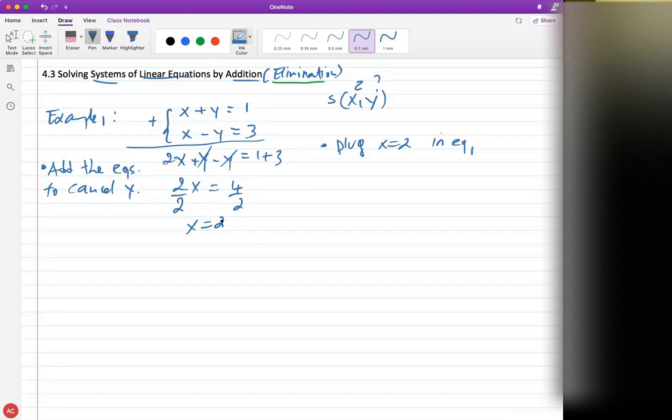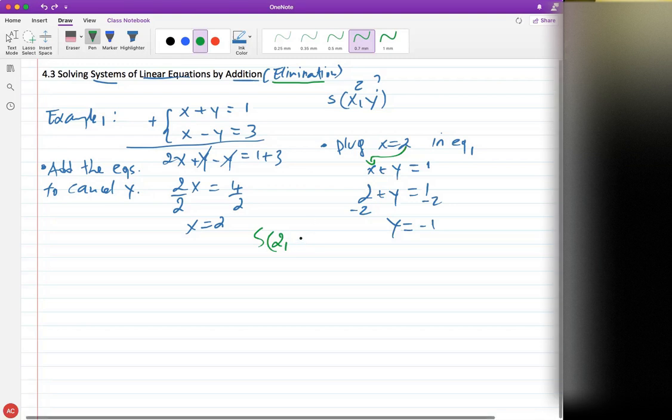So the equation is x plus y equals 1. I'm going to put the 2 here instead of the x. We'll end up with 2 plus y equals 1. Now we can solve this equation for y, simply subtract 2, subtract 2. So y is -1. As you can see, we have both variables. So x first, comma, then y is -1. And you close the parentheses.